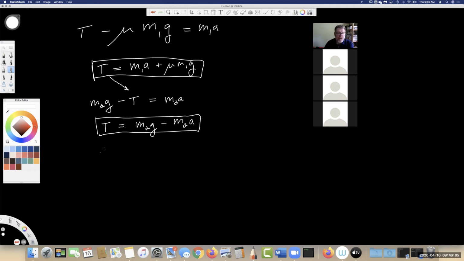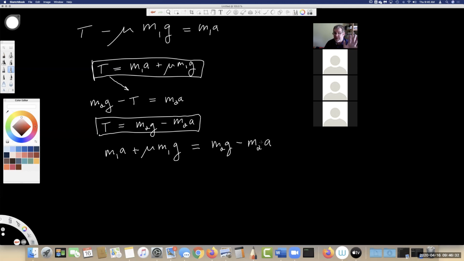And in order to solve it, I'll set the two equations equal to each other so that M1 times A plus mu M1 times G, which is my first equation, is equal to M2 times G minus M2 times A. And so what I've done is I've eliminated the tension from the equations. The tension is gone. And now I can just solve for the acceleration.